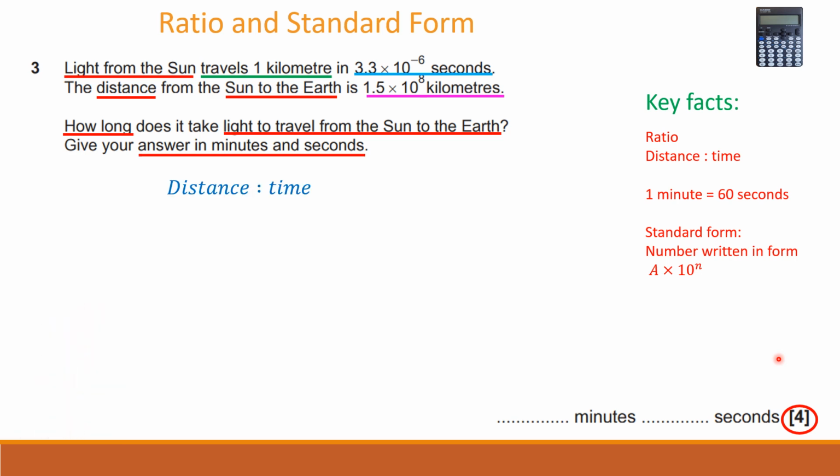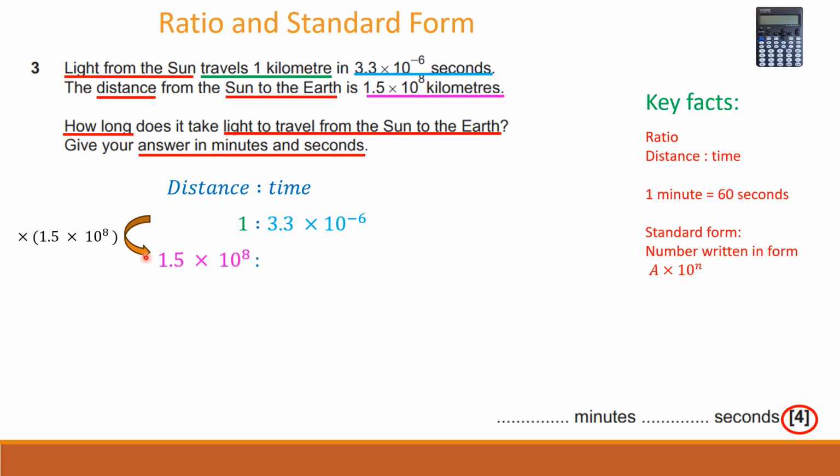So to start with, we're going to look at this ratio between the distance and time. We're told that the distance is 1 kilometre in 3.3 times 10 to the minus 6 seconds. That is the light that travels at that speed. Now we're told that the sun to the earth is 1.5 times 10 to the 8 kilometres. So that's a distance. We've got to work out how we go from 1 to the 1.5 times 10 to the 8.